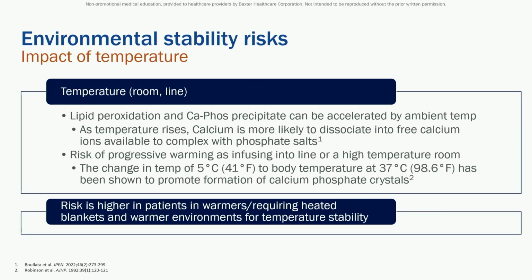The last environmental stability risk we'll talk about is temperature. This is, I think, fairly relevant in pediatrics, especially as you look at a NICU population. Anytime you are increasing the temperature, your ions are going to move faster and things are going to bind together faster. So lipid peroxidation and calcium phosphate can be impacted by temperature, and can be fairly significant. And as your line Y's in through your warmer into your patient, what happens? The temperature of your solution heats up and causes increased risk of precipitation.